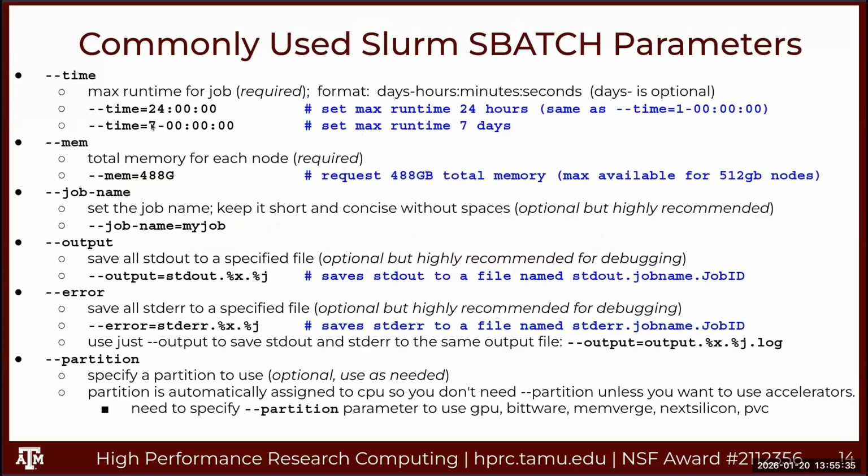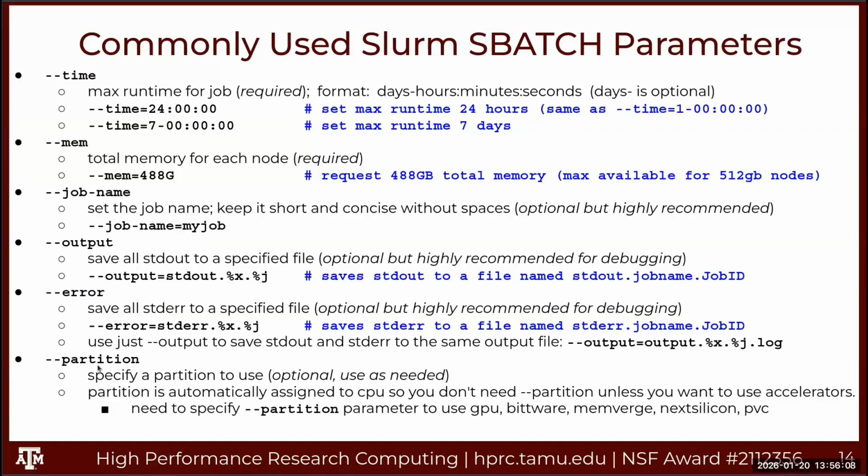All right, time, the format is days, hours, minutes, seconds. You can leave the days off if you think your job's going to complete well within a 24-hour limit, or you can select 48 hours instead of doing 2 jobs, or however you like to do that. Memory, capital G for gigabytes. The max is 488. We'll show you how to figure that out on specific compute nodes. Job name, avoid spaces. These are the output files we talked about earlier.